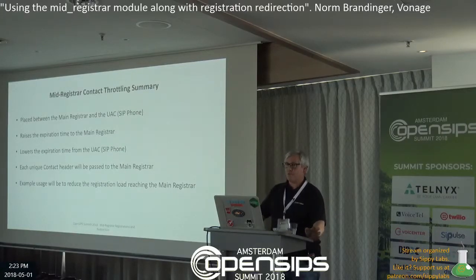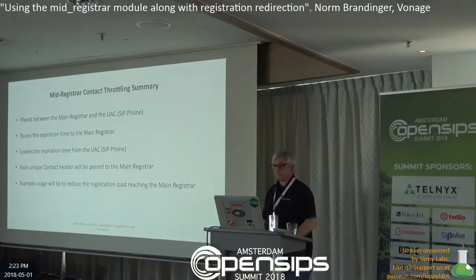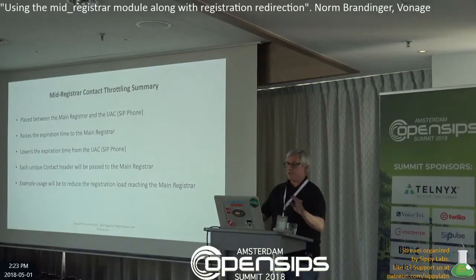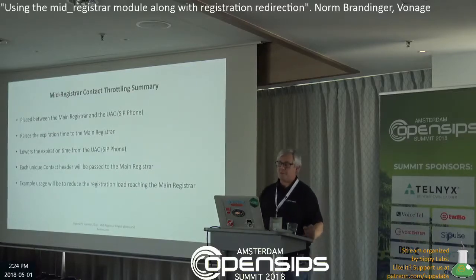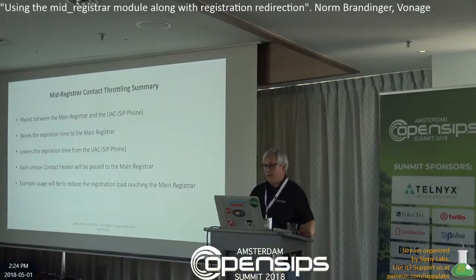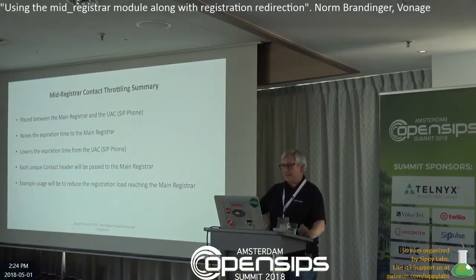So if there's a forking need because Alice has a desk phone and a mobile phone, this solution would require the main registrar to perform the forking. As I said, whether it's parallel forking or zero forking, that load is still on the main registrar.